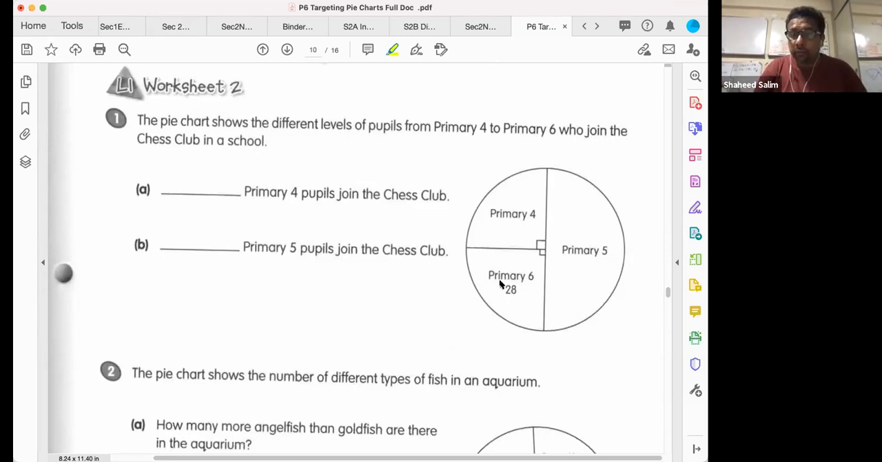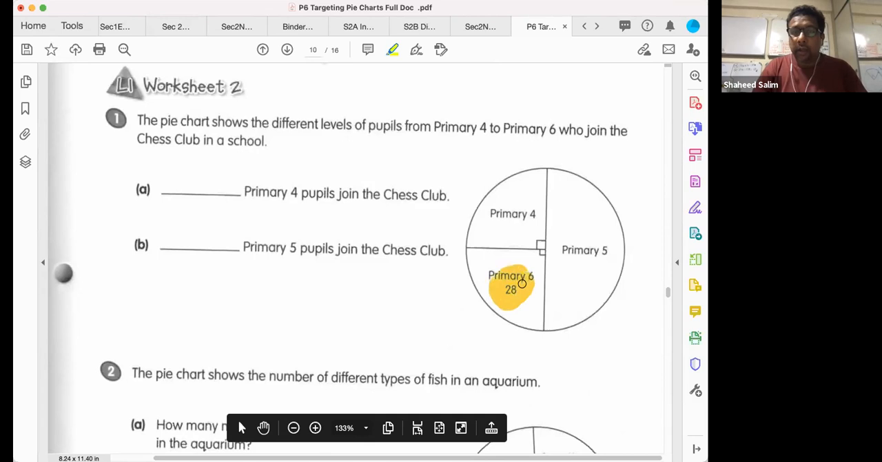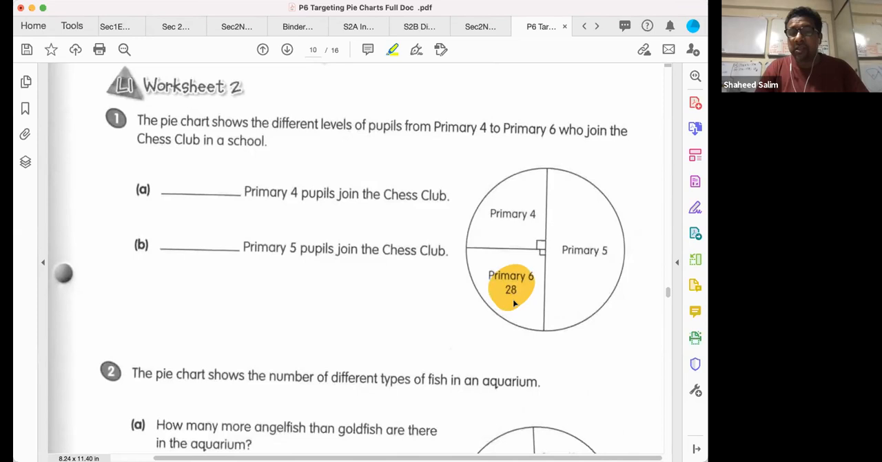No. Zahira, they give you it down here. No, Miss Shafika. Sophia. P6 is 28. How much is this one? Yes, well done, Hen. This one, same thing. Well done, Hen.